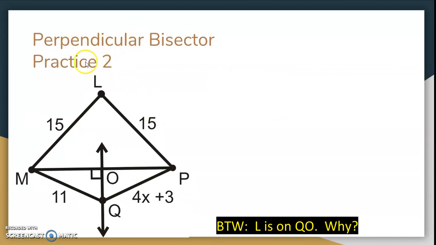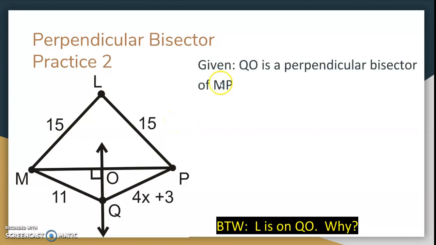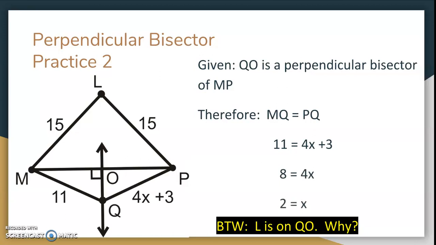Try this one, perpendicular bisector practice 2. First off, I recognize that QO is a perpendicular bisector. Here's the perpendicular, and I'm just giving you that information to start with. Because I know it's a perpendicular bisector, we now know that MQ must be congruent to QP, which means that 11 is equal to 4x plus 3. Subtracting 3 and dividing by 4, we recognize that x is equal to 2.